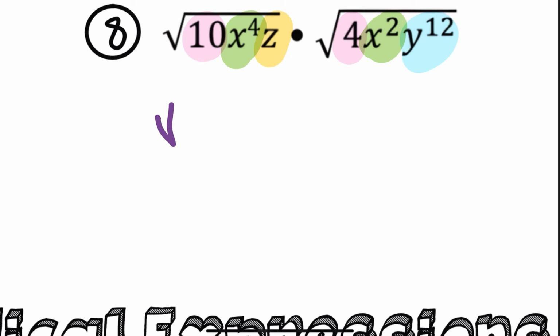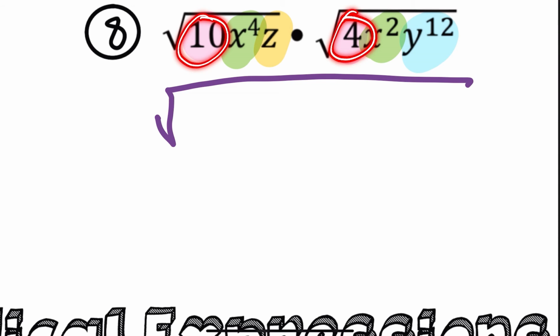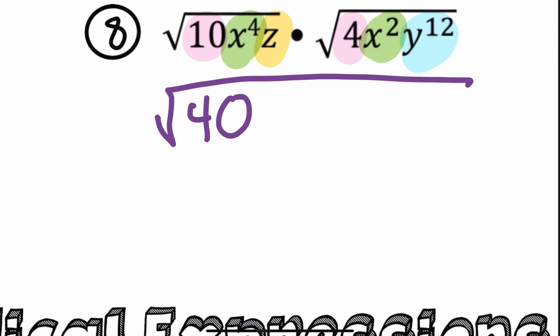So let's make a square root sign and start putting stuff under there. Let's see. So I have 10 and 4. That'll give me 40. I have x to the 4th and x to the 2nd. So remember, when we do those, we're multiplying the variables, but that basically just means we're adding together our exponents. So we should have x to the 6th power.